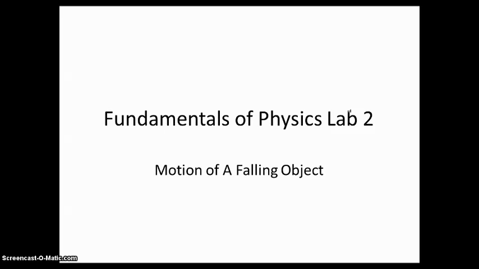Hello, this is Lab 2 in the Fundamentals of Physics course, and it's on the motion of a falling object. The objective of this lab is to predict a falling object's motion when including interactions from the surroundings. Unlike Lab 1, we are taking the weight force and drag force into perspective.